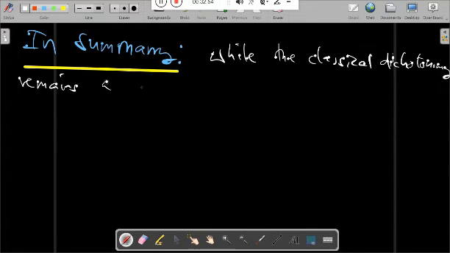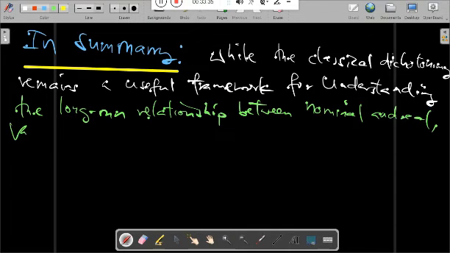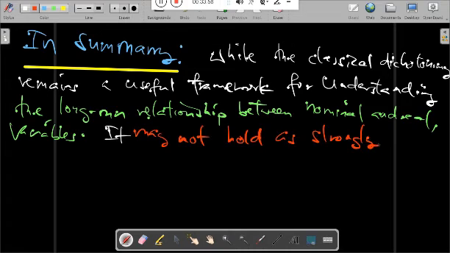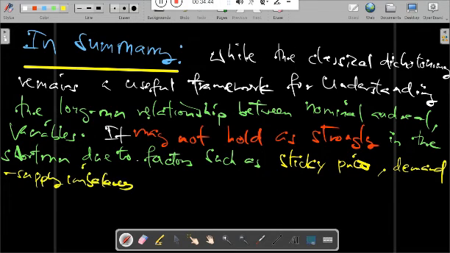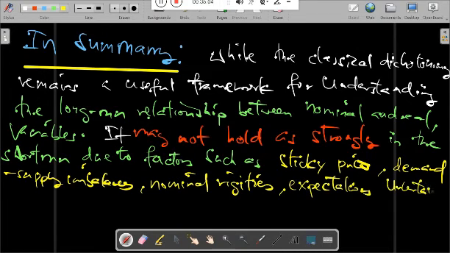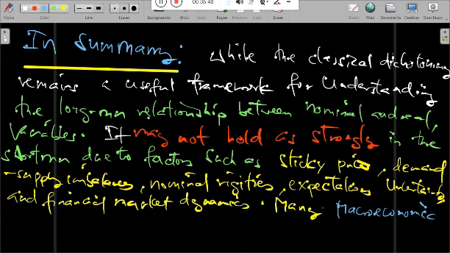So in summary, while the classical dichotomy remains a useful framework for understanding the long-run relationship between nominal and real variables, it may not hold as strongly in the short run due to factors such as sticky prices, demand-supply imbalances, nominal rigidities, expectations, uncertainties, and financial market dynamics. So many modern macroeconomic theories and models recognize the relevance of the short-run dynamics and incorporate these factors to explain the real-world economic phenomena.